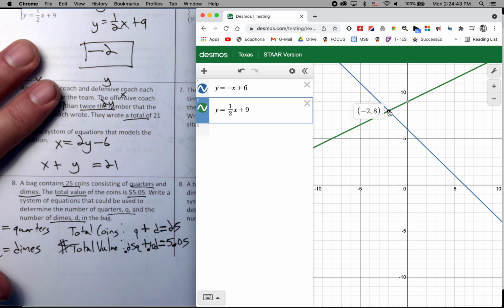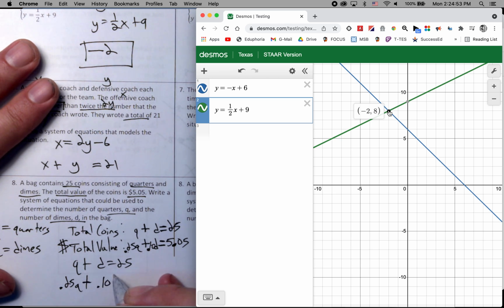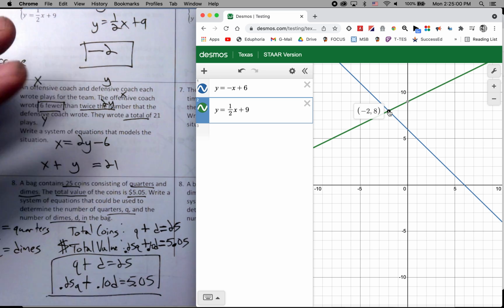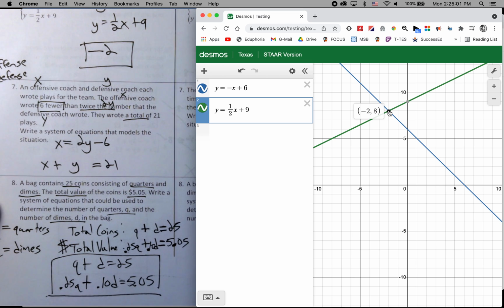There you go. I'm going to rewrite it just so it's a little bit nicer. Then 0.25Q plus 0.10D equals 5.05. You don't necessarily need to rewrite it. All right, so pause and try to do the one on the right. Remember that.